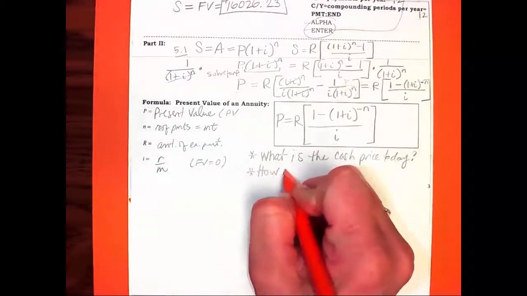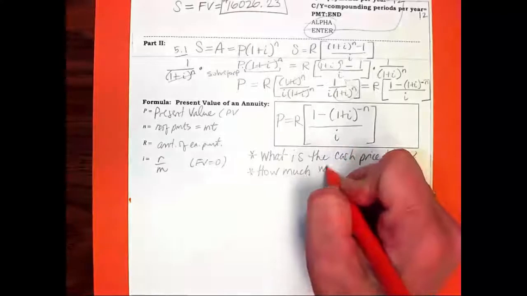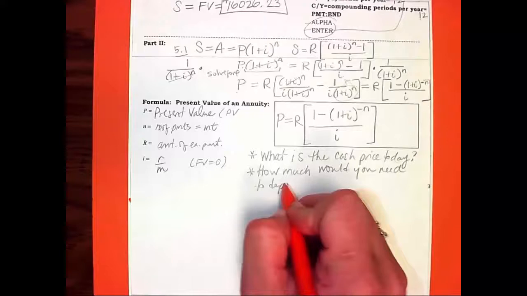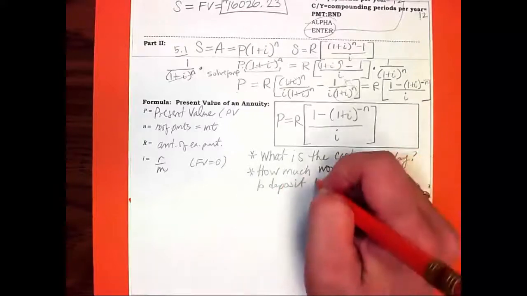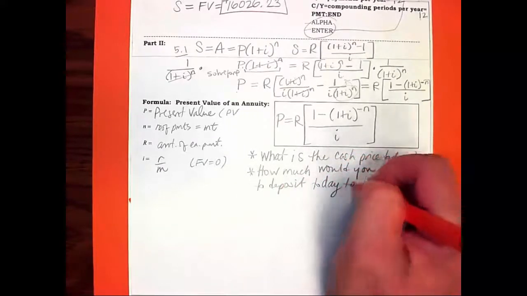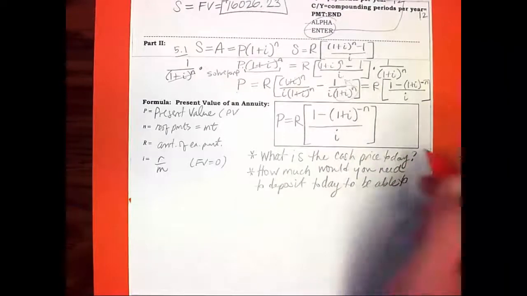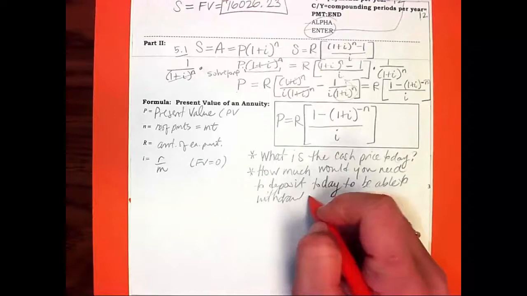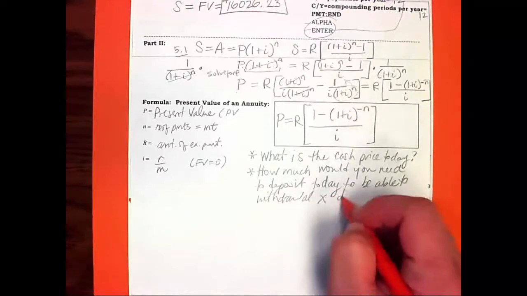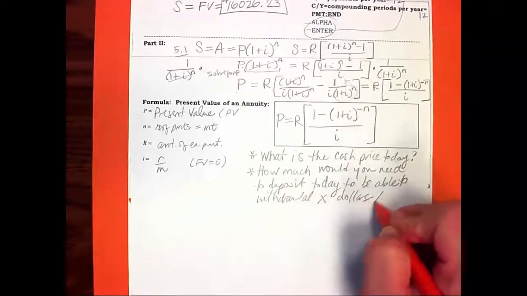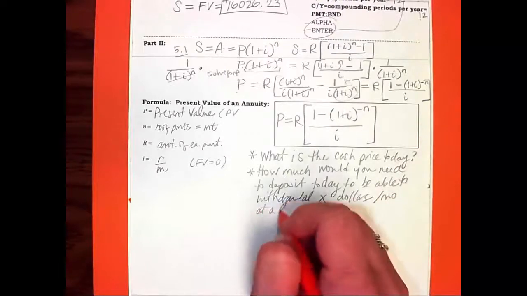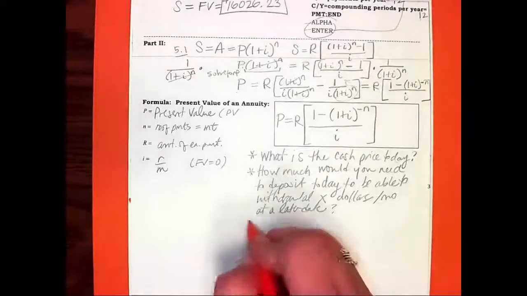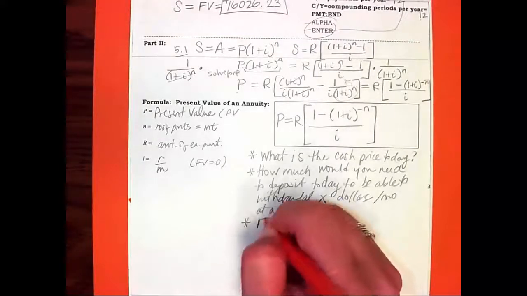How much would you need to deposit today to be able to withdraw X dollars per month at a later date? Or it could be simply just straightforward, and it'll just say, find the present value.